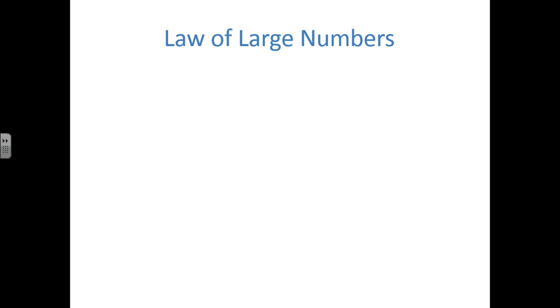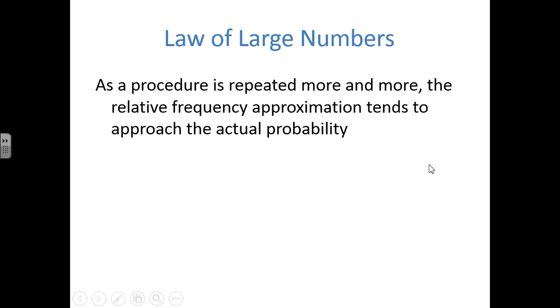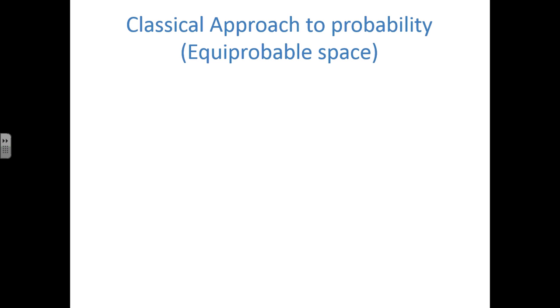The law of large numbers says, even though the probability of flipping a coin and getting heads is about 1 out of 2, so 1/2, if we flipped a coin twice, it does not mean that we'll get 1 head and 1 tail every single time we flip a coin twice. The law of large numbers says, as the procedure is repeated more and more, the relative frequency approximation tends to approach the actual probability. So if we flip a coin 1,000,000 times, we expect to see about half of them being heads and about half of them being tails. That's the law of large numbers, not that if we flipped a coin twice, we will always get 1 head and 1 tail.